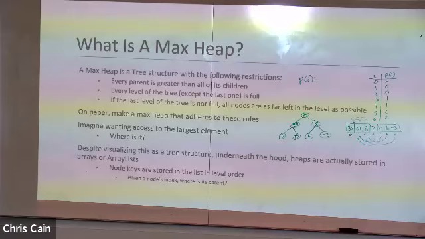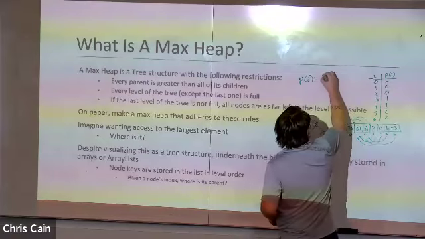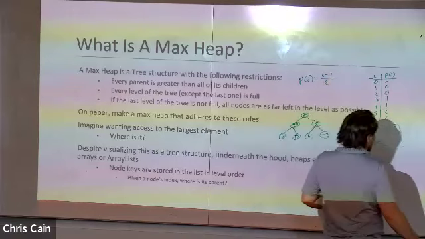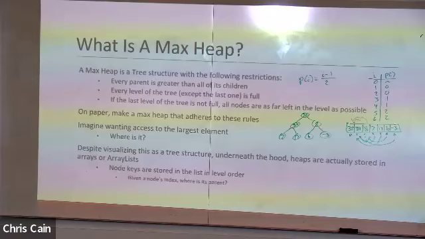Subtract 1 from I, divided by 2. This is just integer division, so if there's a remainder, you lop it off. 6 minus 1 is 5, divided by 2 is 2.5. Toss off the 0.5, you get 2. 5 minus 1 is 4. 4 divided by 2 is 2. 4 minus 1 is 3. 3 divided by 2, lop off the remainder, is 1. And this will scale as well. So the parent of I is at index (I minus 1) over 2.